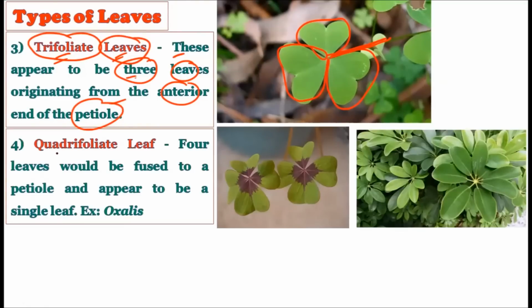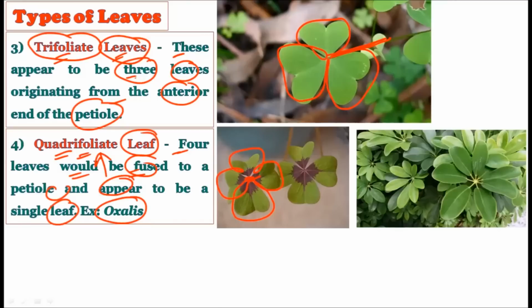Now the fourth type of leaf is called the quadrifoliate leaf. Okay. Now in the quadrifoliate leaves, the four leaflets are fused to the petiole and appear to be a single leaf. Again, for example, we have the oxalis. Here, the first leaflet, second leaflet, third leaflet, and the fourth leaflet are attached to the common point of the petiole, and hence it is classified as a quadrifoliate leaf.